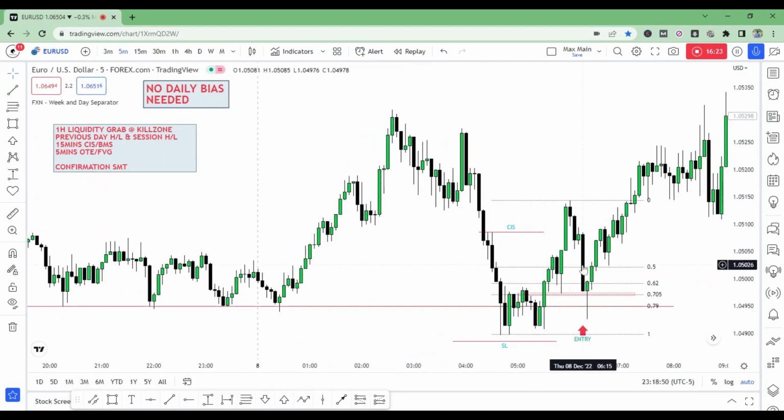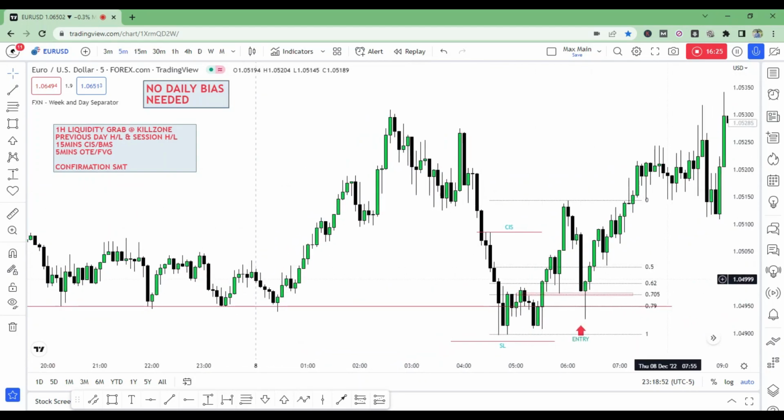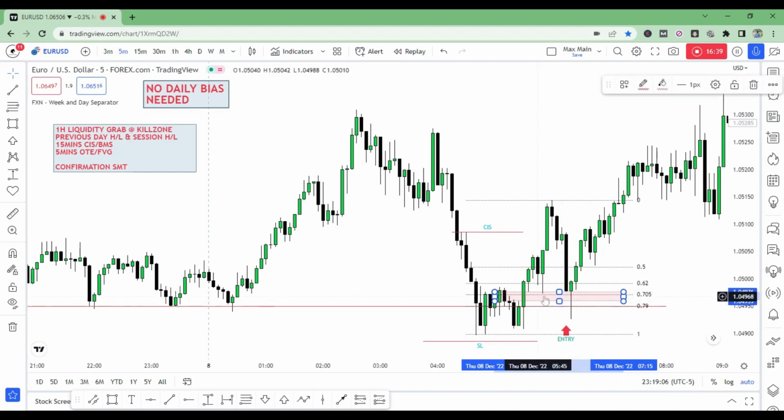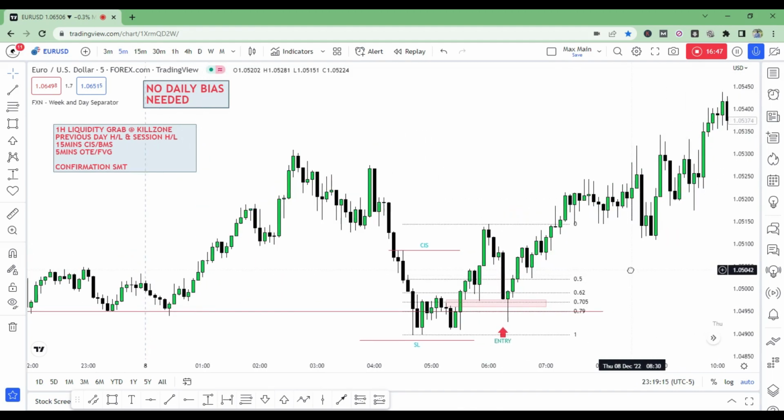Then we have a final 5 minutes example. In this example, we saw change in state of delivery occurred here, and once it occurred, you see the market now coming back down to retest that level. We have an imbalance down here. The 15 minutes imbalance was a bit smaller, but now we have a 5 minutes imbalance and also the optimal trade entry. So that is how you want to be trading this strategy.